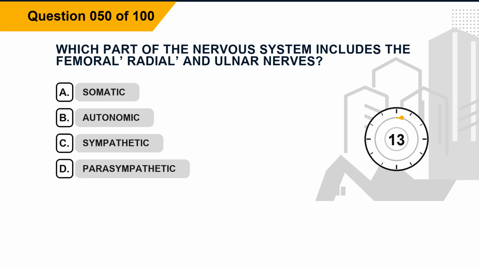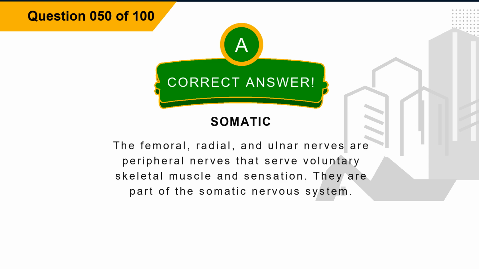Question 50. Which part of the nervous system includes the femoral, radial, and ulnar nerves? Option A, somatic. Option B, autonomic. Option C, sympathetic. Option D, parasympathetic. The correct answer is option A, somatic. Explanation: the femoral, radial, and ulnar nerves are peripheral nerves that serve voluntary skeletal muscle and sensation. They are part of the somatic nervous system.